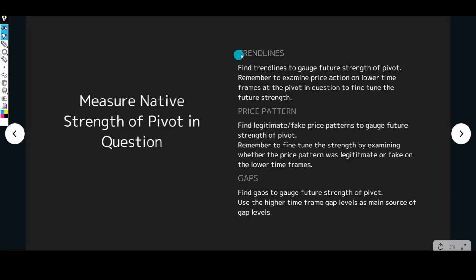Okay, number one, trend lines. So find trend lines to gauge the future strength of a pivot. Remember to examine price action on the lower time frames at the pivot in question to fine-tune the future strength.